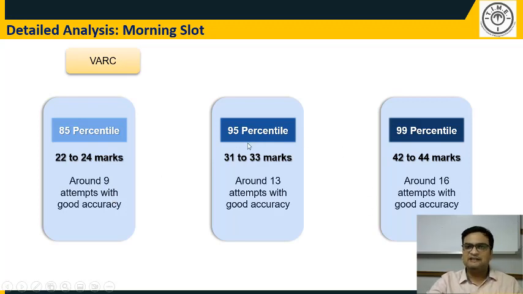95 percentile, even better, upward of 90s, would be achieved at around 31 to 33. That is around 13, 14 questions with good accuracy. And 99th percentile would be achieved with around 16 to 17 questions with very high accuracy.